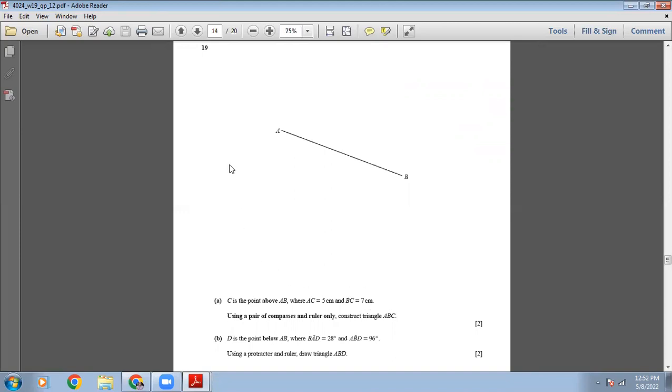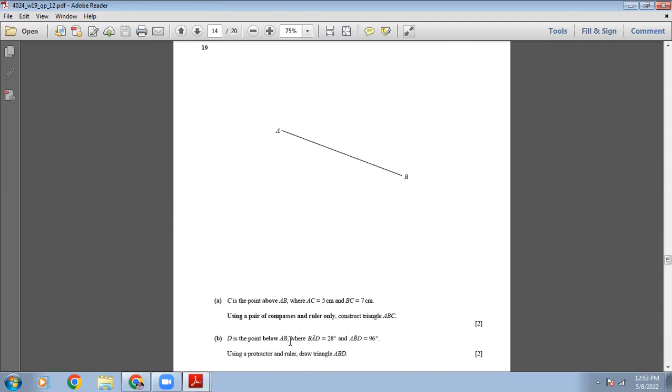So open your compass 5 centimeter, take A as the center of the arc. It means that put the needle of the compass on the A and put an arc of 5 centimeter radius here. Then put the needle of the compass on the point B, take B as the center of the arc, and open the compass 7 centimeter, put an arc here where these two arcs will meet each other. They will intersect each other. That will be the point C. And then you can join that point with A and with the B.